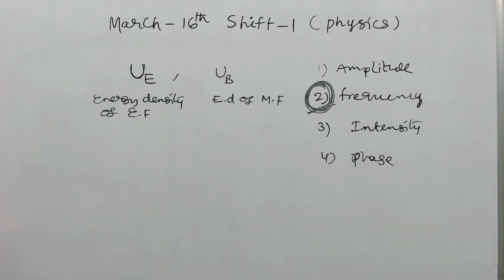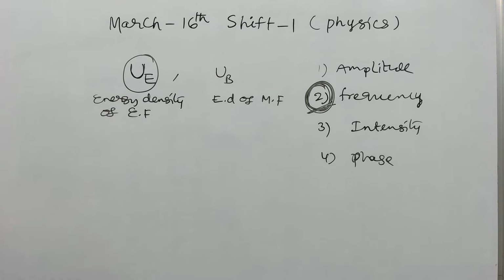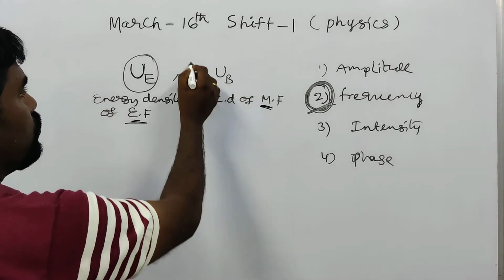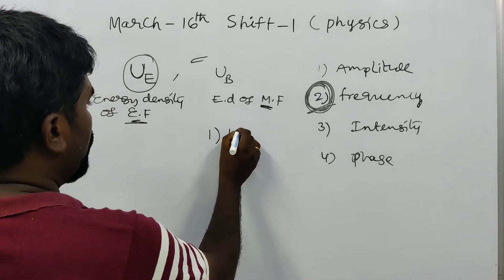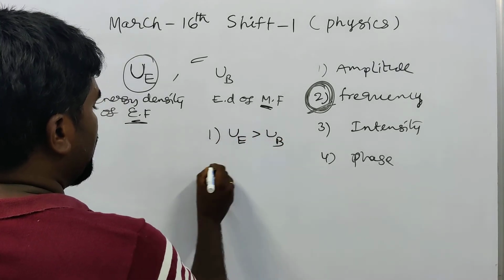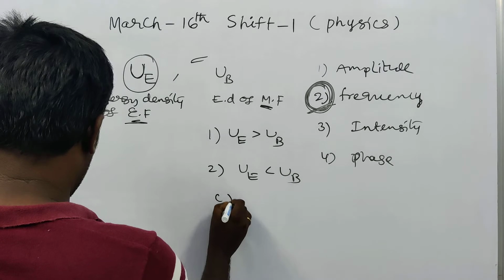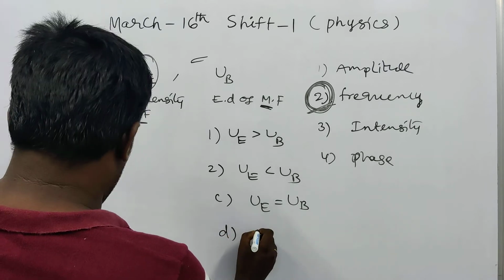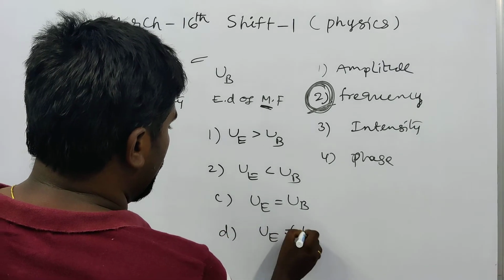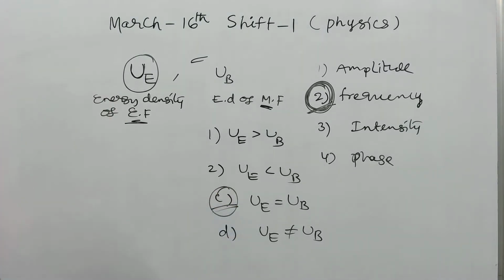What is the relation between these two? The energy per unit volume gives us the energy density. In both electric field and magnetic field, these two are equal. The options are: option A, u_E is greater than u_B; option B, u_E is less than u_B; option C, both are the same; option D, u_E is not equal to u_B. So option C is the right answer from the theory basis.